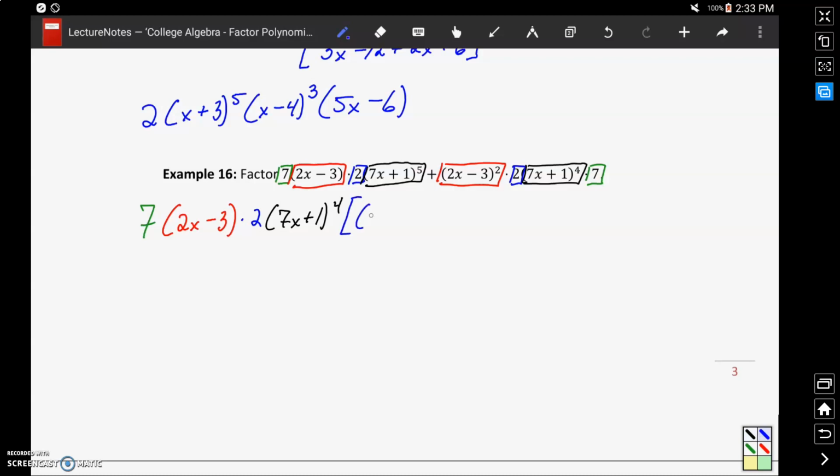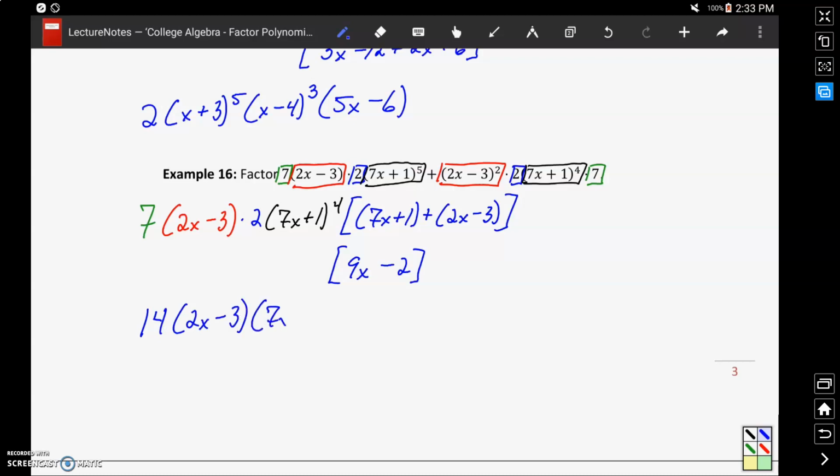What's left over then will be the quantity 7x plus 1 plus the quantity 2x minus 3. Dropping those parentheses and combining like terms will give us 9x minus 2. So we can rewrite our final answer by taking 7 times 2 to get 14 times the quantity 2x minus 3 times the quantity 7x plus 1 to the fourth power times 9x minus 2.